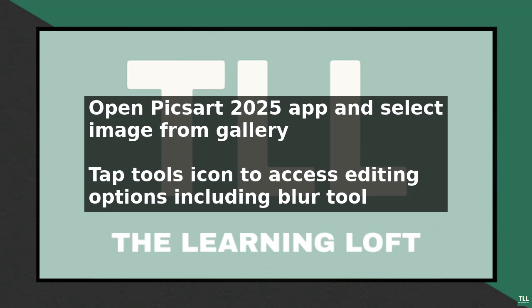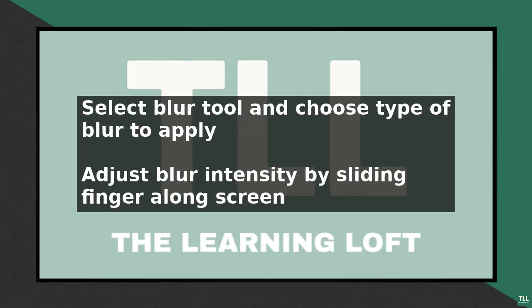Select the Blur tool and choose the type of blur you want to apply. There are several options to choose from, including a standard blur, a lens blur, and a motion blur. For this example, we will use the standard blur.